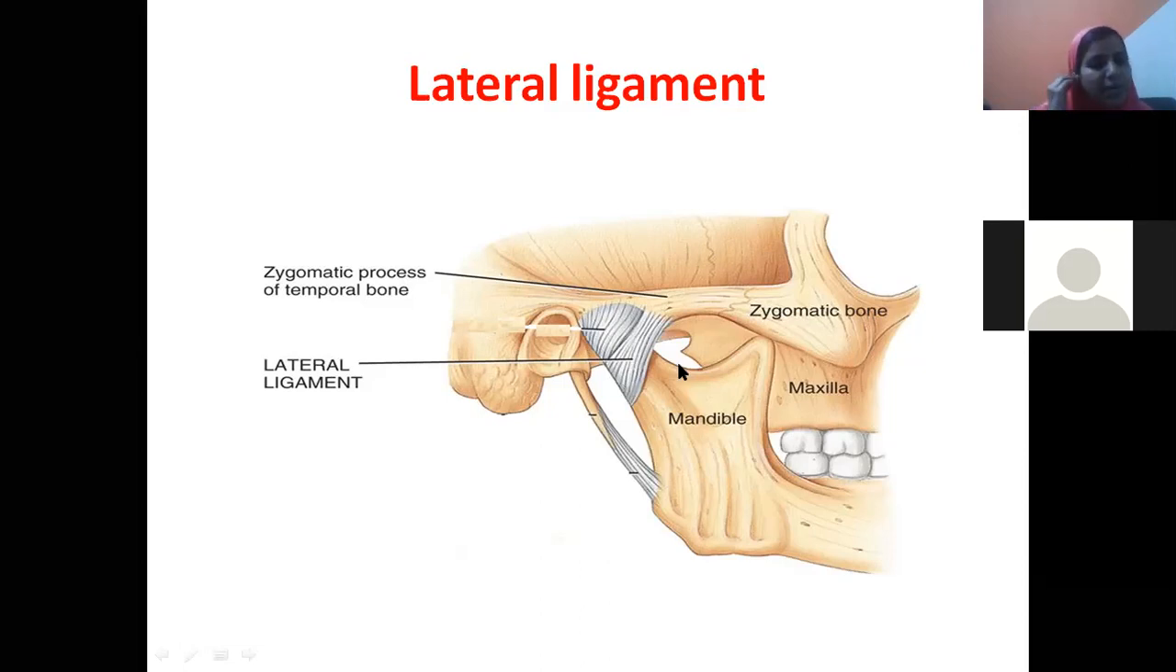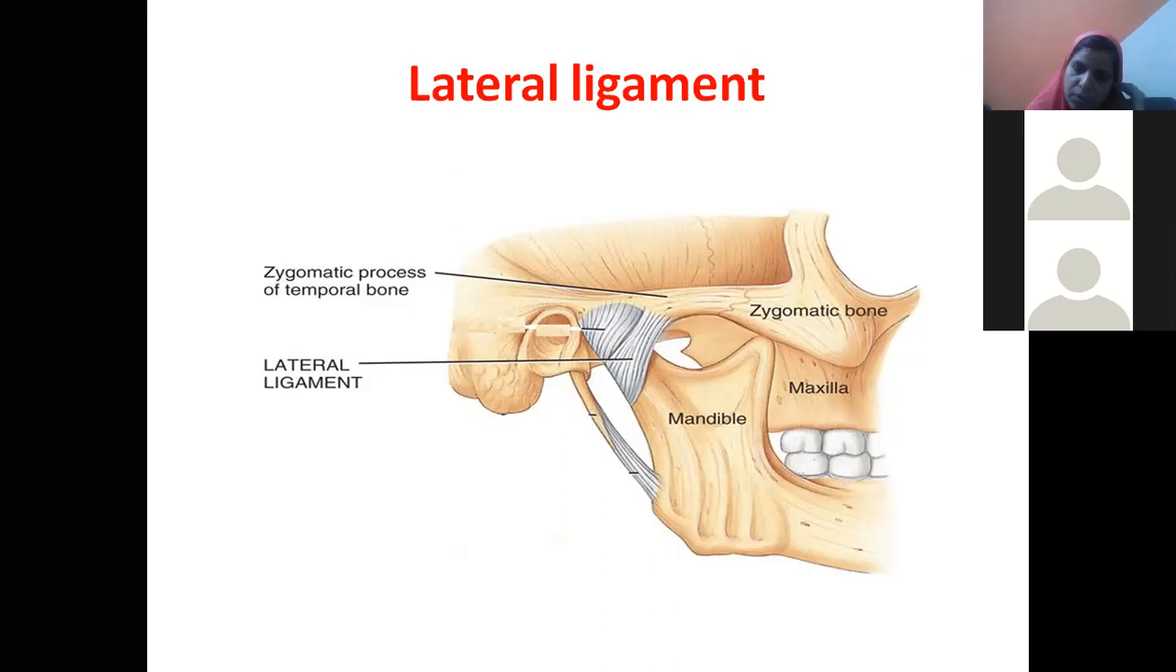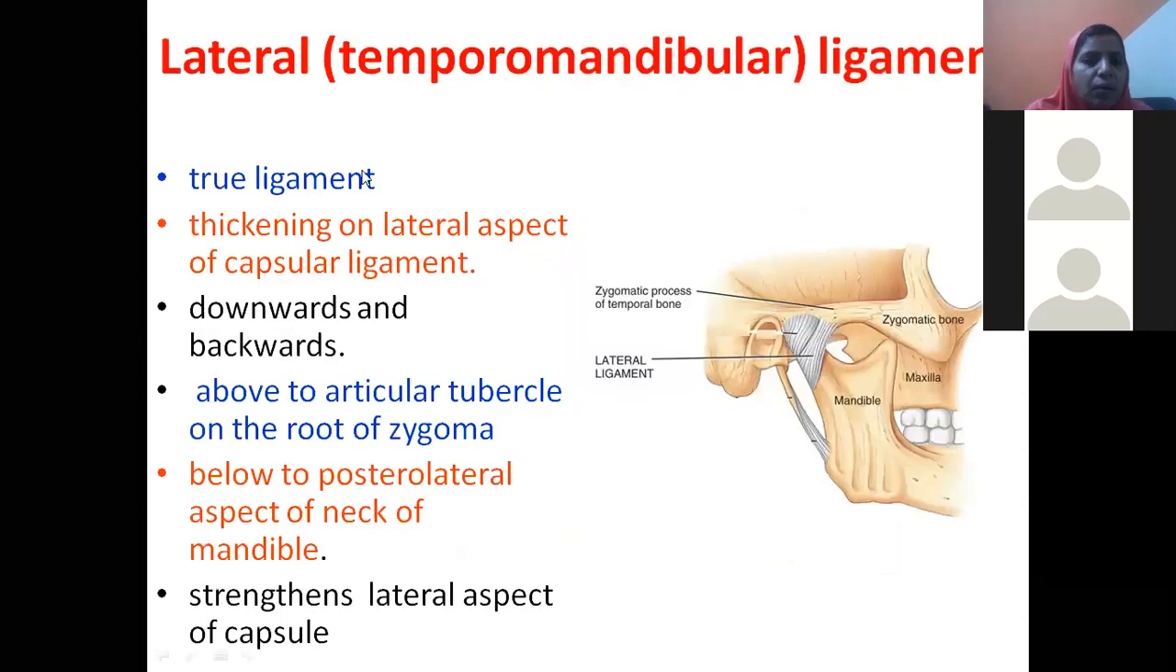So this is the lateral ligament. Apart from the lateral ligament, what is this process? Styloid process. From the styloid process to the angle of the mandible, what is the name of this ligament? Hansraj? Stylomandibular ligament. Yeah, very good. Stylomandibular ligament.